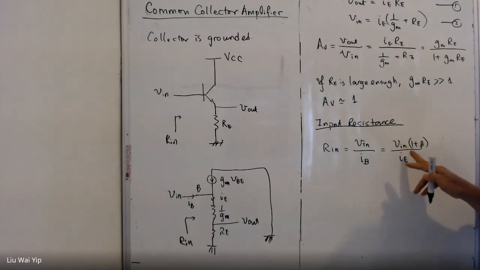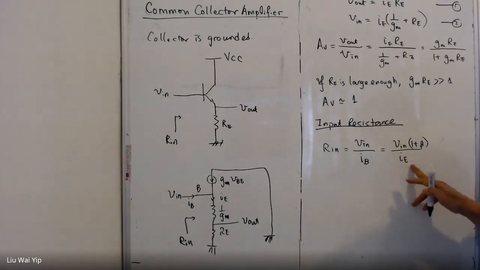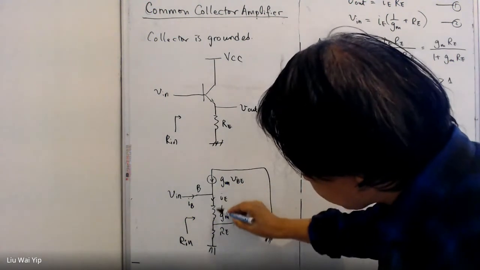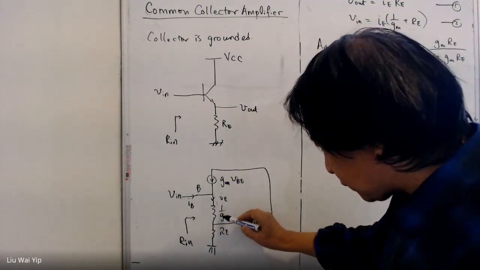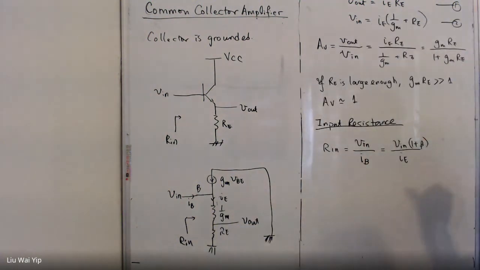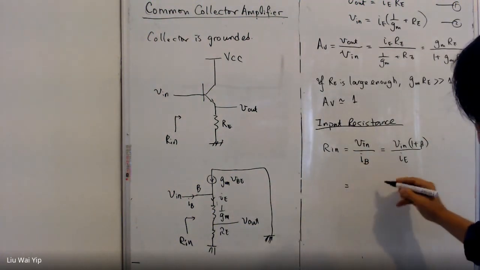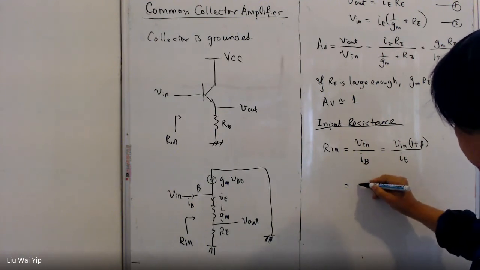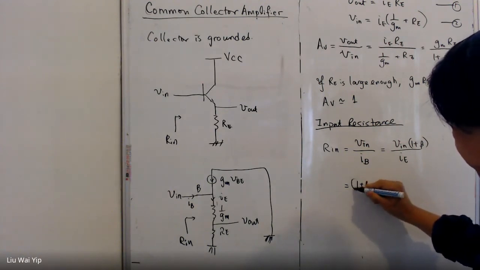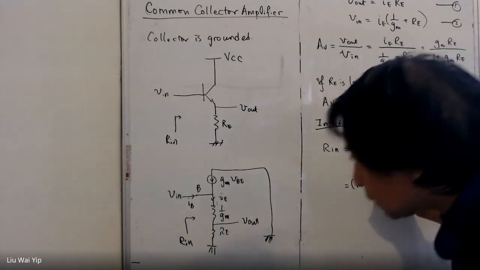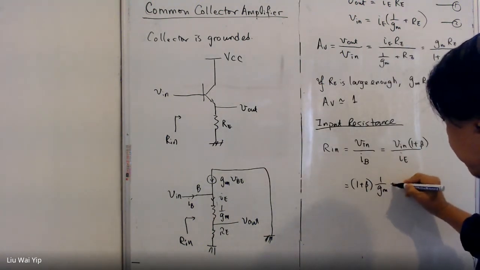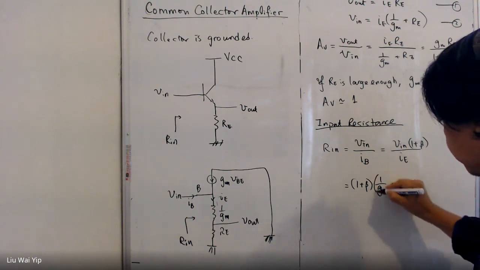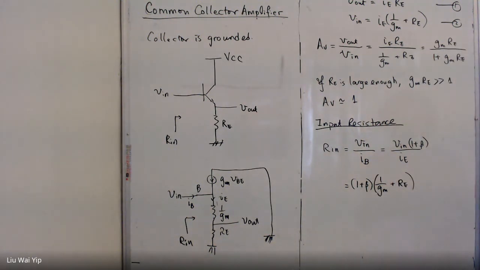And now VE divided by IE, the voltage here divided by IE. IE is this current. So isn't it going to be 1/gm plus RE? Yes, the answer is yes. So (1 plus beta) times (1/gm plus RE), depending on your requirement.